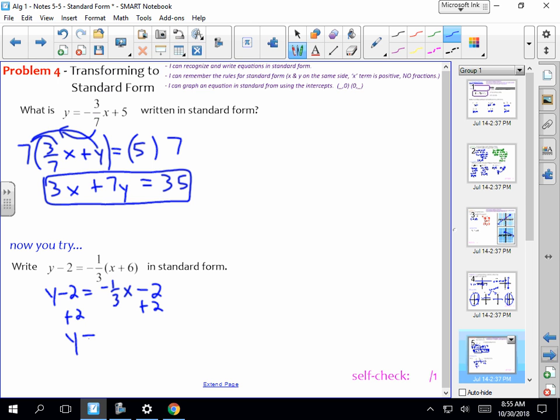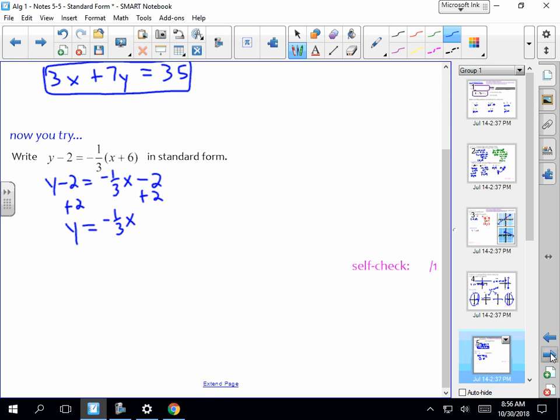So I have y equals negative 1/3 x. And the negative 2 and positive 2 cancel out to equal 0. So that makes it easier, I guess. There's a c, and c is 0. I'm going to add the 1/3 x over to the other side. So when I move it over, I'm going to make it positive 1/3 x plus y equals 0. I still have a 0 as my constant over here on the right.